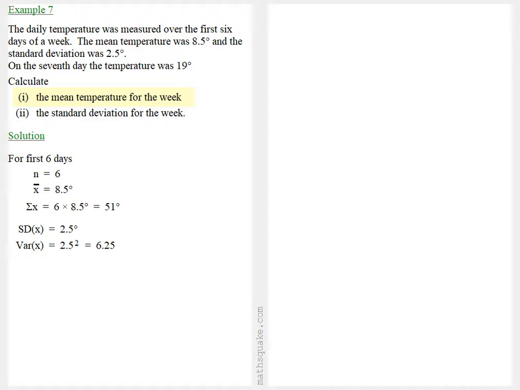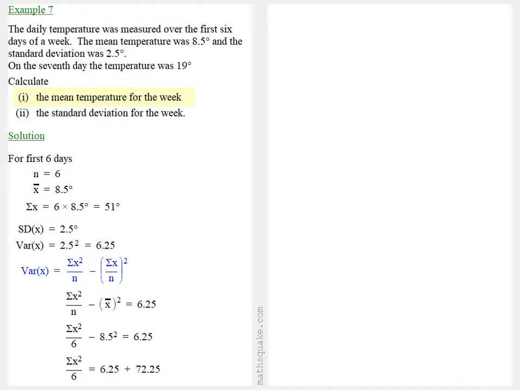squared, which is 6.25. And we know the variance is equal to the sum of x squared over n minus the sum of x over n, all squared, which is the mean squared. So sigma x squared over n minus the mean of x squared is equal to 6.25. So sigma x squared over 6 minus 8.5 squared is equal to 6.25, or sigma x squared over 6 equals 6.25 plus 72.25, which is equal to 78.5. So sigma x squared is equal to 6 times 78.5, which means sigma x squared is 471.